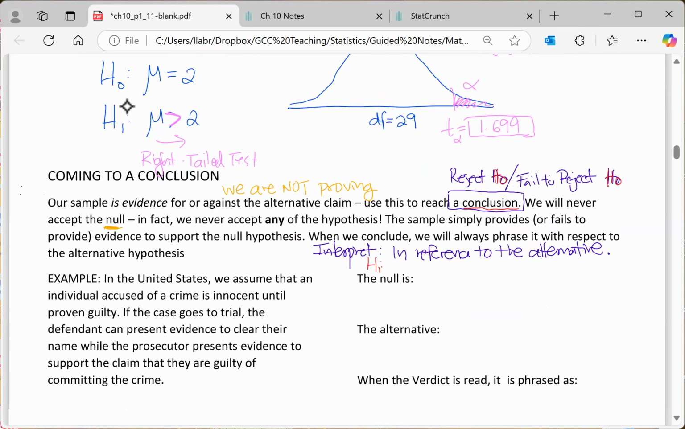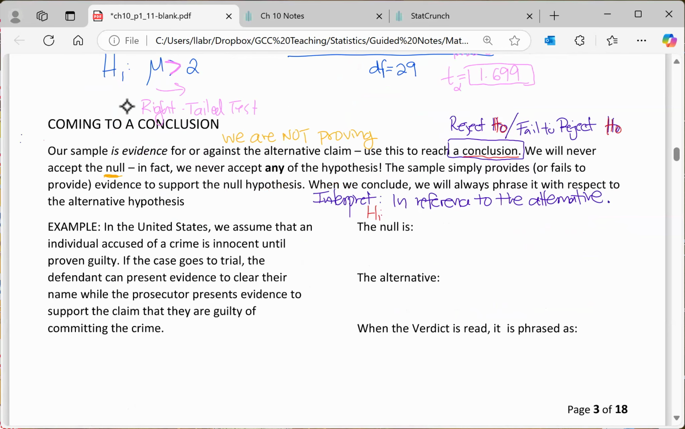So let's go ahead and practice. I know this might seem strange because I want you to use very precise language. Part of that is because, again, we're not proving anything. We're just saying we believe this is correct based on my sample. My sample has evidence to back up this claim, and that's all that we're going to say.